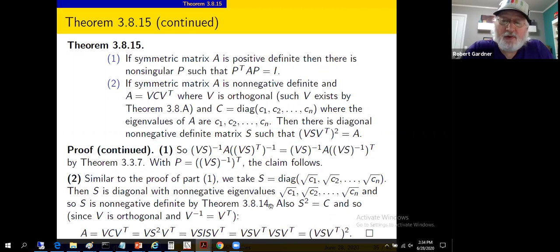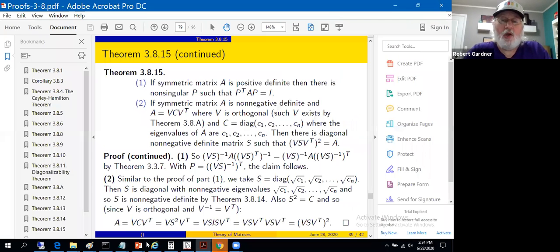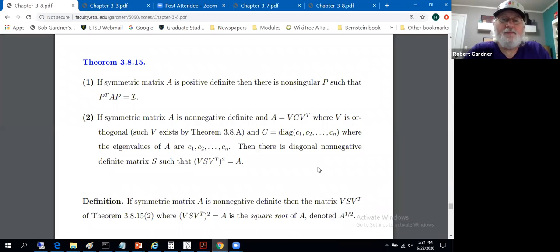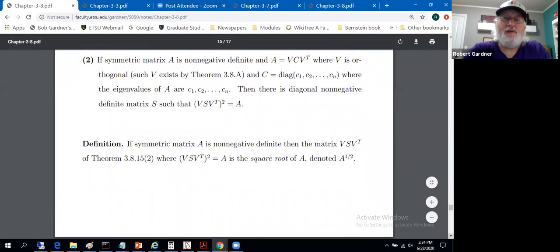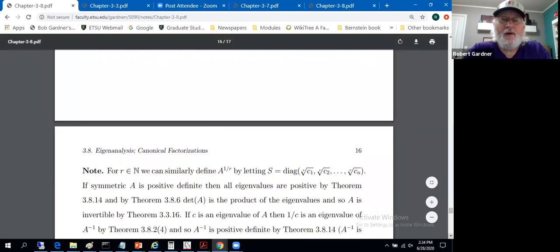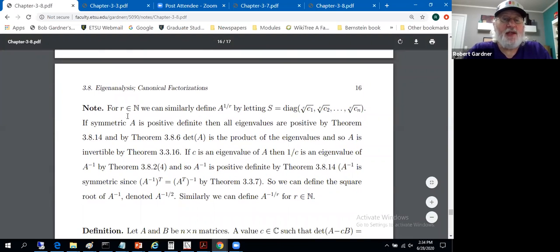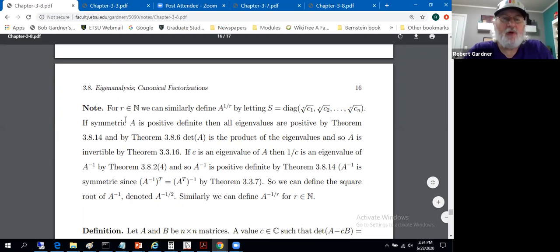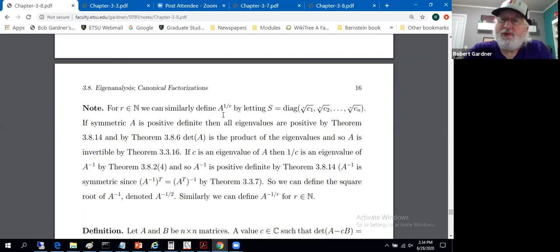So the second part went really smooth once we had the first part. So there's a way to find, for a symmetric, non-negative definite matrix, a matrix, VSV transpose, such that when we square that matrix, we get the matrix A back. Allowing us to define, back to the notes, the square root of a matrix, as we observed. We could define similarly, kind of wish they hadn't used R, because I think of that as rank, but r is a natural number. We could define the rth root of A simply by setting the diagonal matrix S equal to the rth roots of those eigenvalues.